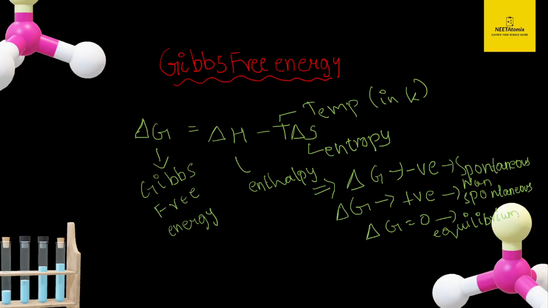If the delta G is negative, the reaction is proceeding in the forward direction. Delta G positive, backward, and delta G 0 means rate of forward is equal to rate of backward, as we have already learnt in the previous class.